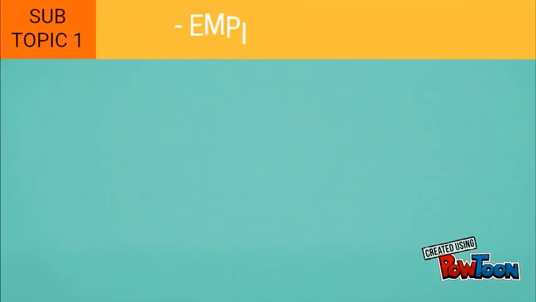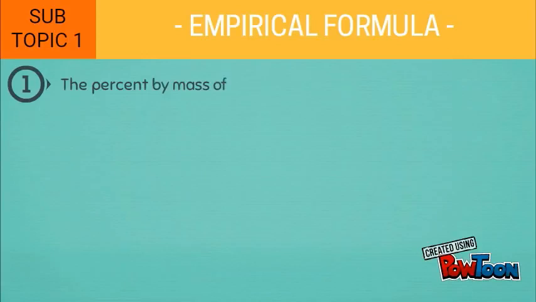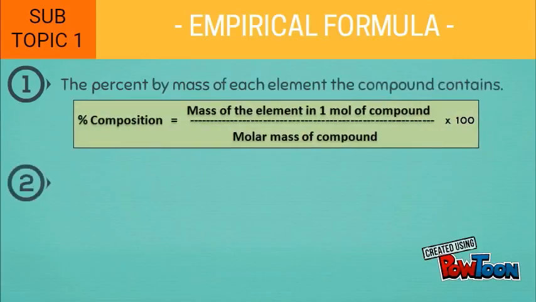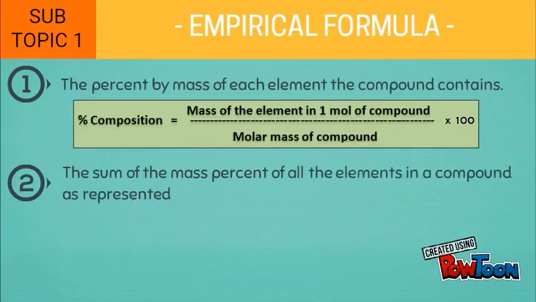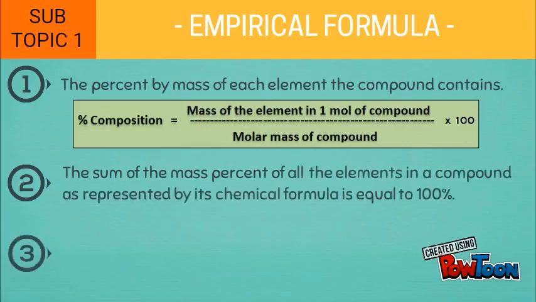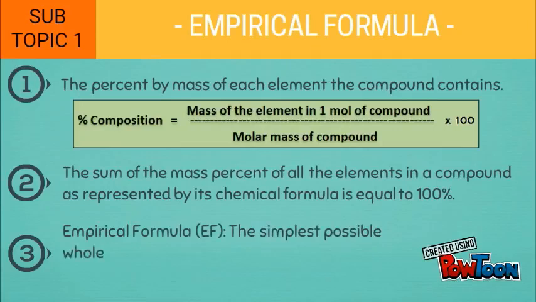Subtopic 1: Empirical formula, the percent by mass of each element the compound contains. The sum of the mass percent of all the elements in a compound as represented by its chemical formula is equal to 100%. Empirical formula: the simplest possible whole number ratios of all the atoms in a compound.